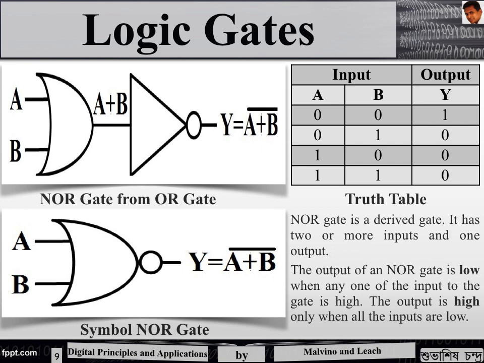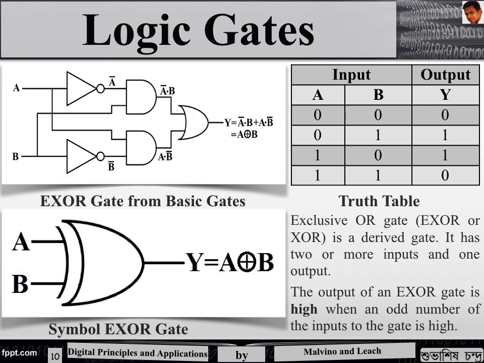Now we will see two special gates. One is the EXOR gate and other is the XNOR gate. Now the EXOR gate is a derived gate. It can have two or more inputs and one output. We have chosen a two input EXOR gate. In this gate we can see a combination of NOT gates, AND gate and OR gate.